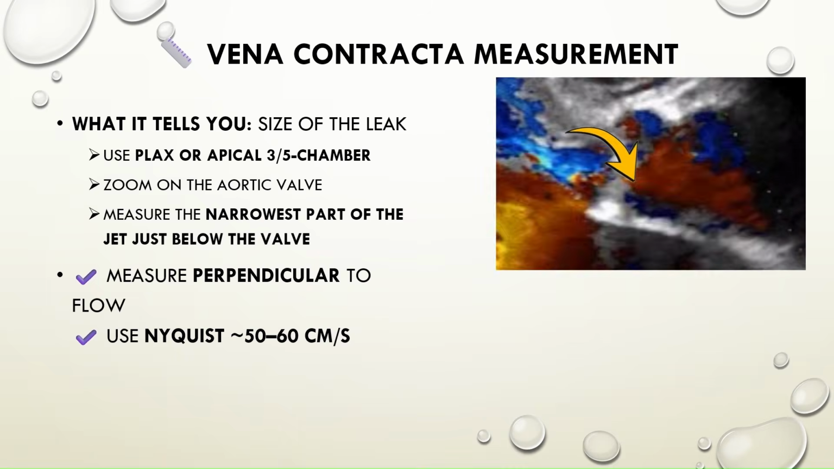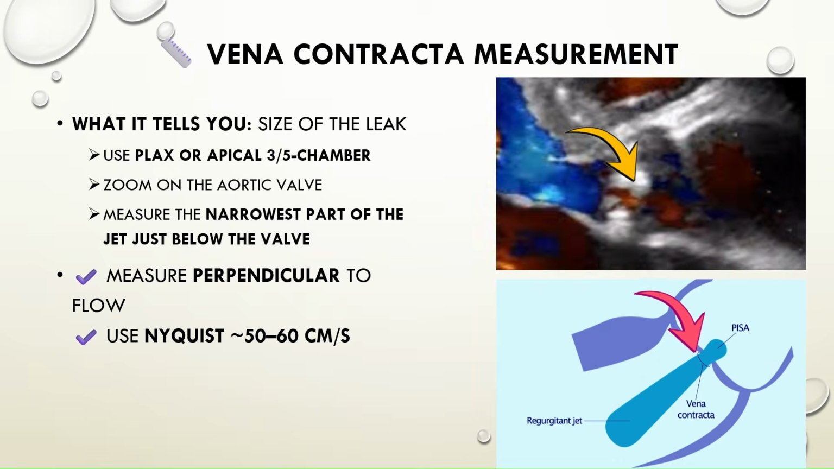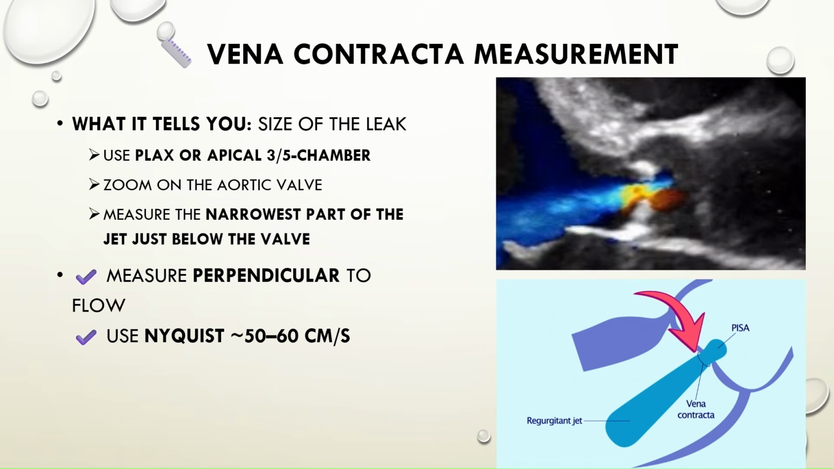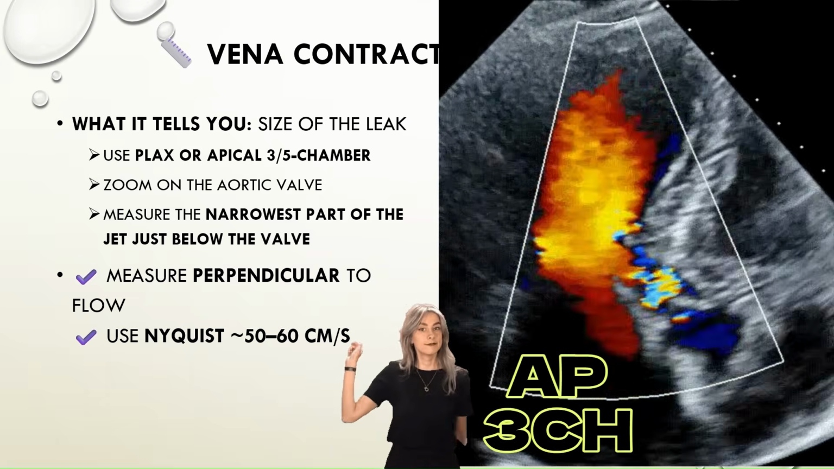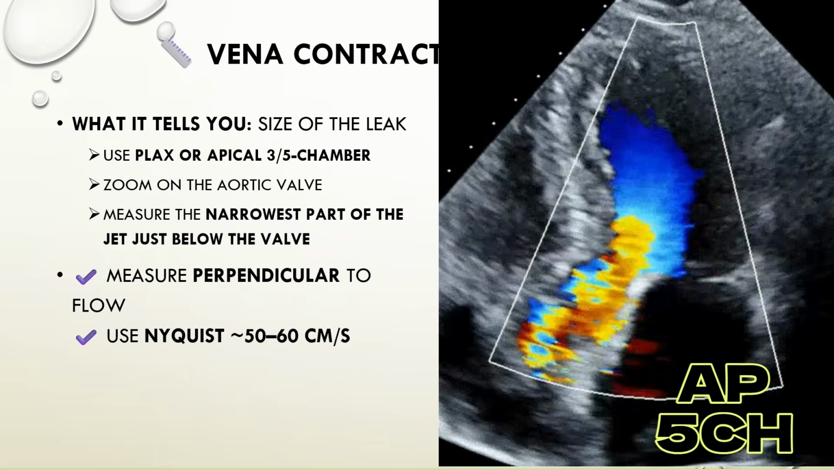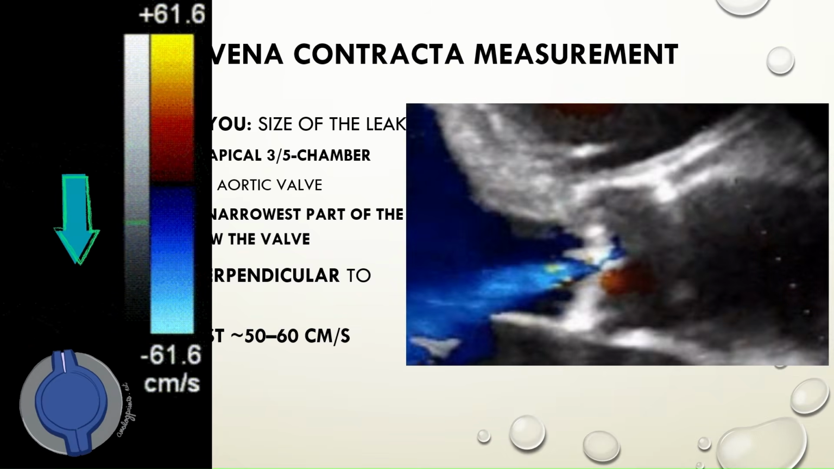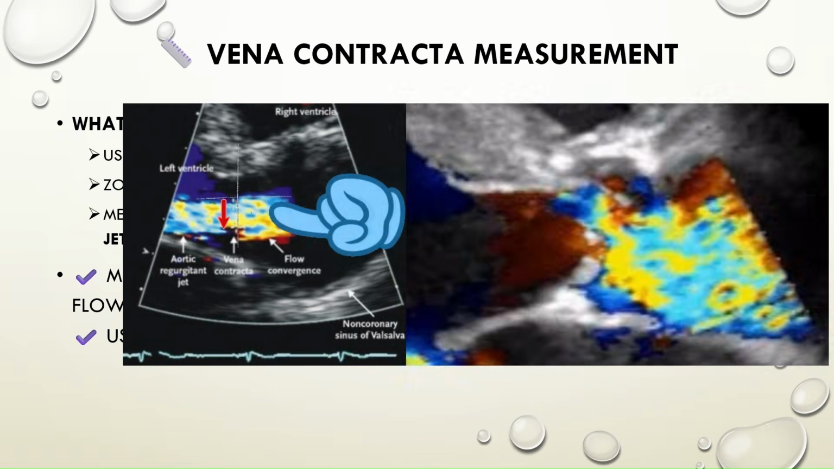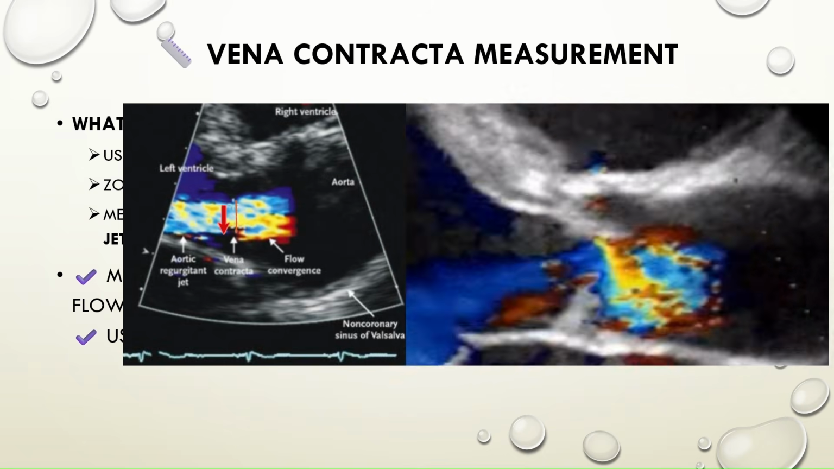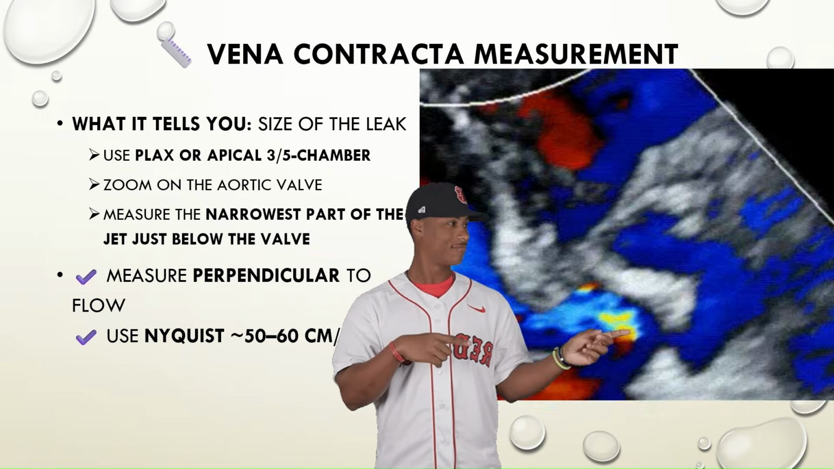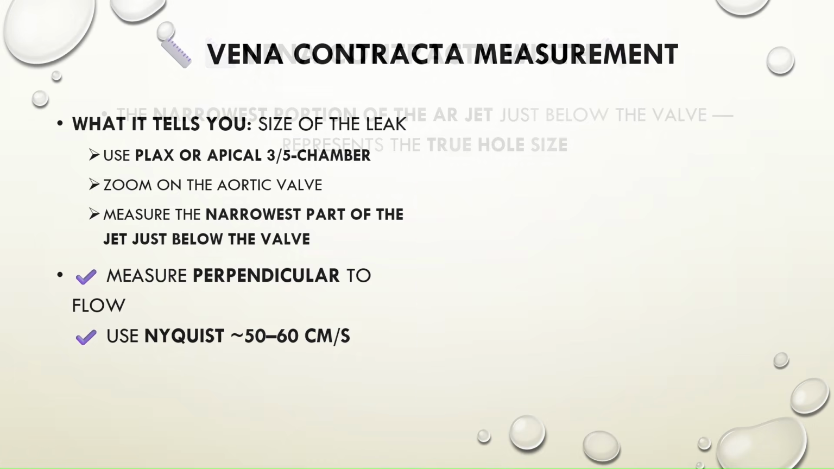Identify the narrowest part of the jet just below the valve, and it represents the true size of the leak. This is best measured from the parasternal long axis, or the apical 3 or 5 chamber view. Zoom in tightly, lower your color scale to about 50 to 60 centimeters per second, and measure the vena contracta perpendicular to the direction of flow. A wider vena contracta means a bigger hole and a more severe regurgitation.